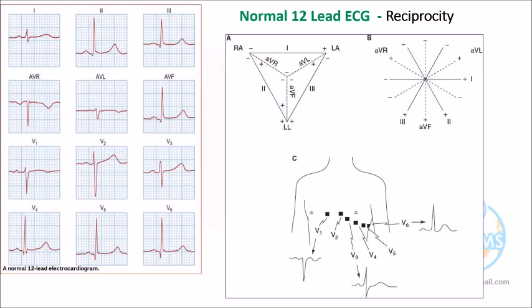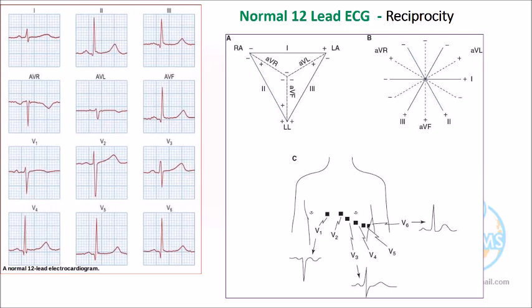So can we see any lead where all the waves are positive? Anyone? Everybody search, and if you find, anybody can respond. Lead one, doctor? All are positive. How can you say? No one. But I would like to highlight, we need to remember all the 12 types of normal ECG.